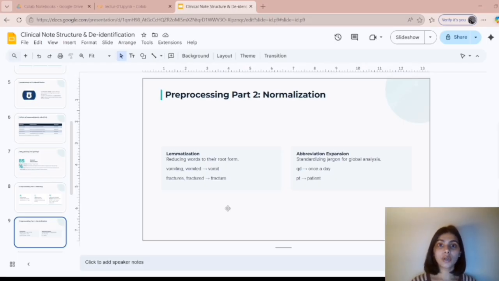We have our abbreviation expansion. We're standardizing the jargon for your global analysis. For example, you're using QD. QD is an abbreviation for once a day. PT is an abbreviation for patient. These are the kinds of things where we make abbreviations for the actual words. This is your normalization part.